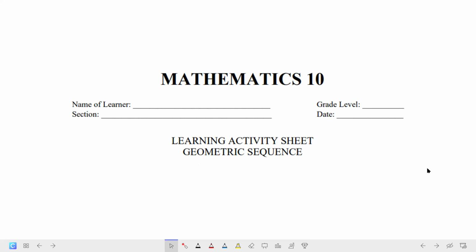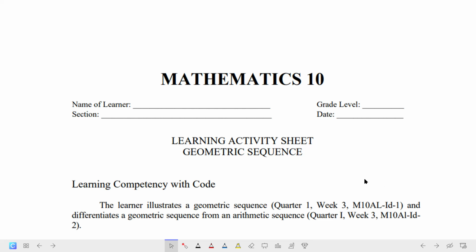So this is our topic for week 4, the geometric sequence. In this lesson, we have two competencies for this week, but we are particular only on this video lesson about the illustration of geometric sequence. Isusunod ko mamaya yung competency number 2, which is differentiate a geometric sequence from arithmetic sequence. So these are the competencies that we will discuss on this video lesson.